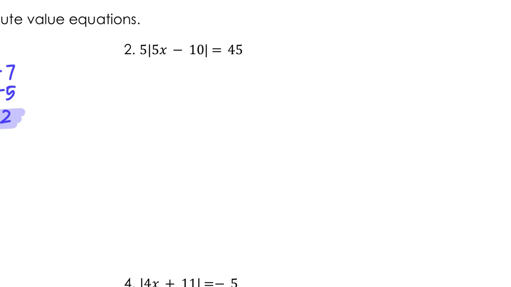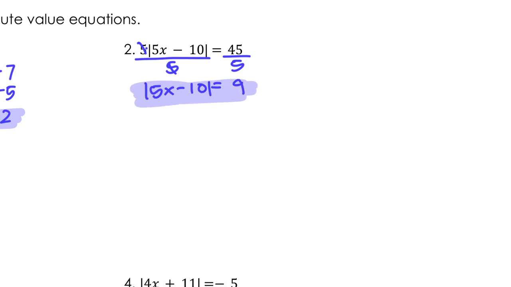Number 2. Do I have anything around the absolute value bars? Yes. What do I have? A 5. What is this 5 doing to the absolute value bars? It's multiplying, so how do I get rid of it or move it? I divide. Good. So I'm going to divide by 5 and divide by 5. That cancels. I have absolute value 5x minus 10 equals 9. This is now my new original. That is my new original.